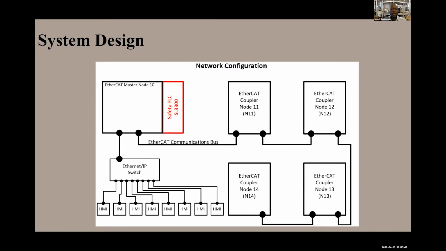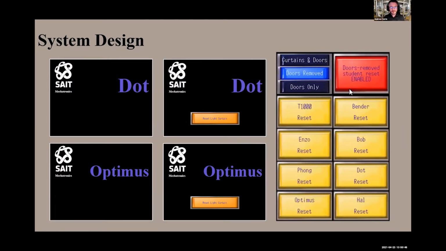Speaking of HMI panels, featured on the left we have the student HMI screens, or a representation of them. As can be seen, they start off just having the SAIT logo, as well as the robot name for each robot they're associated with. In the middle, a reset light curtain button appears if it's required, and only if the instructor permits it.